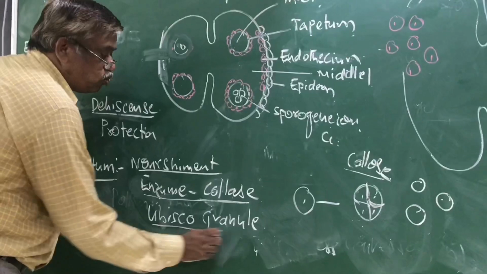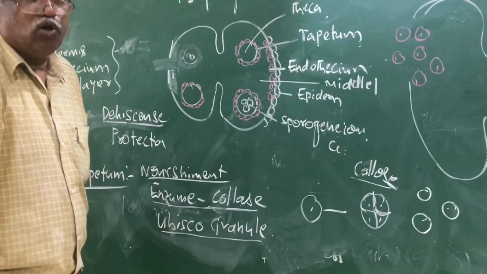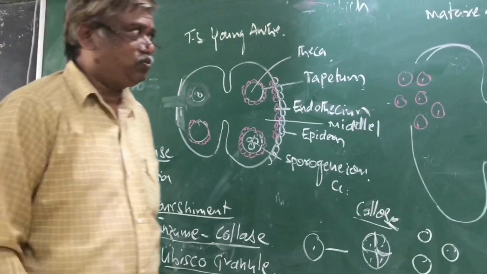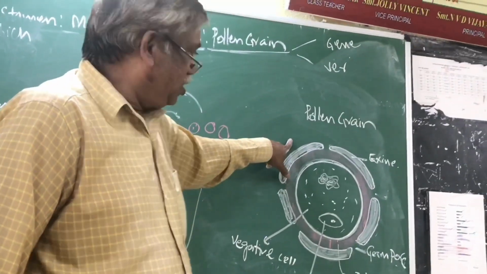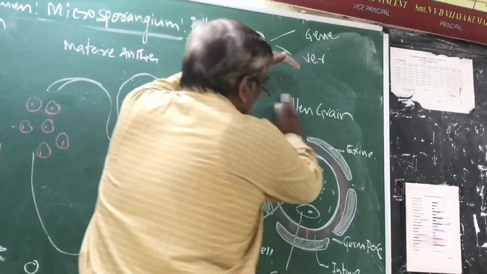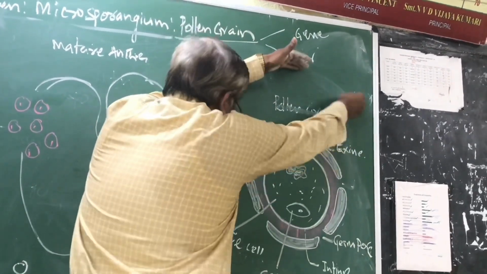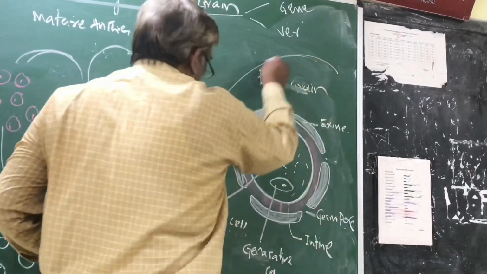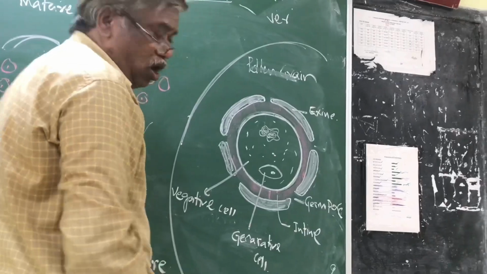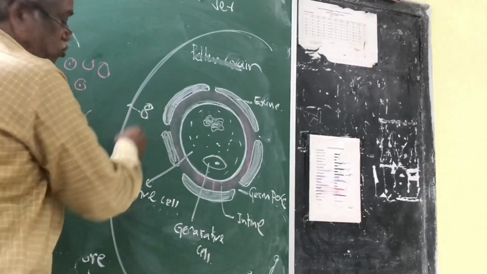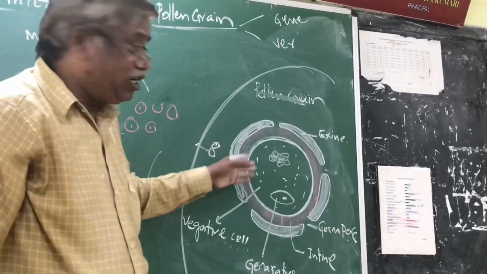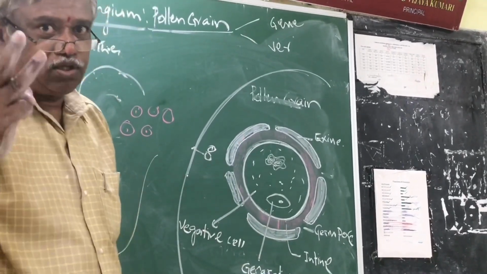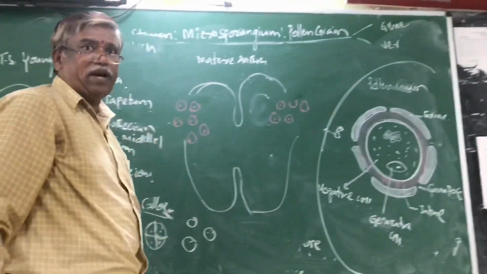The next one: ubisch granules. They form the outer layer called exine. Suppose now it is a pollen grain. What is this? Tapetum. From this tapetum, some granules will develop. These granules secrete and form exine. That means three important functions are performed by the tapetum.